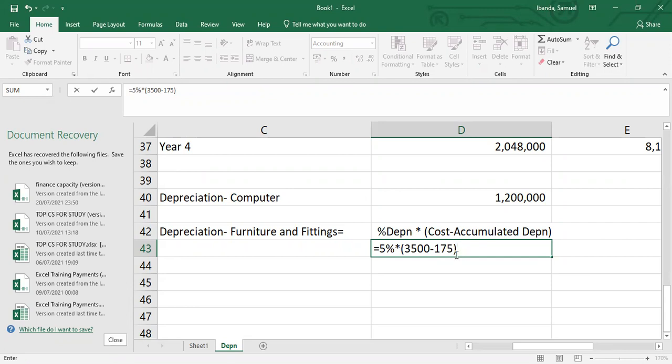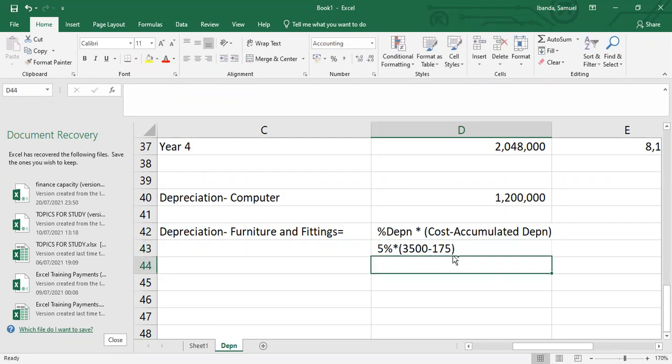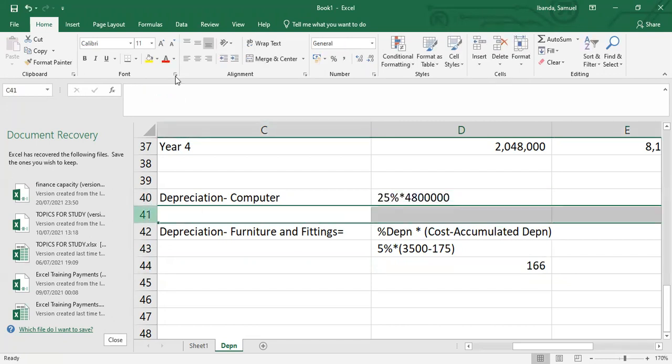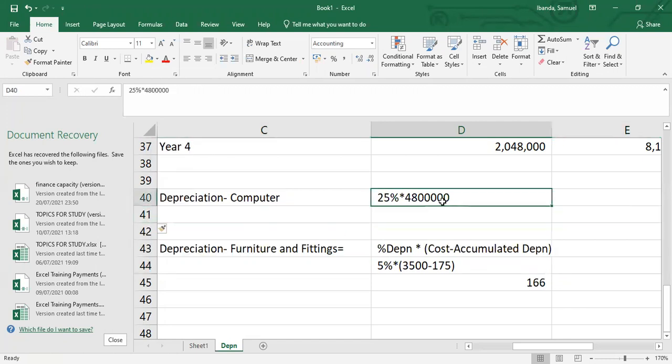So this should be able to give me my answer. You get it? Then I can have my answer down here. Let's put an equal sign. This gives me 166. You get it? So you see how we have basically done this. For the computer, we just did 25% of the cost.